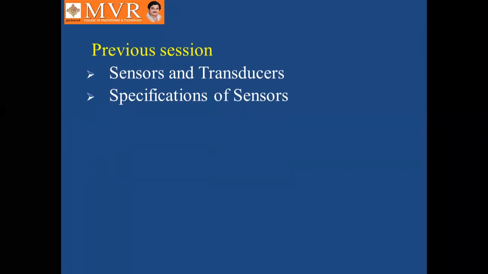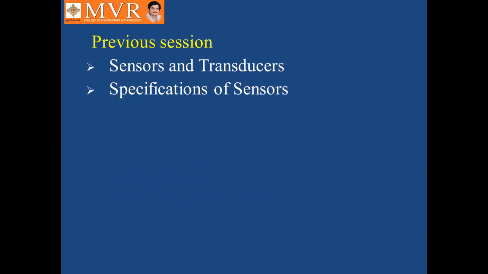In the previous session, what we had discussed is sensors and transducers, and then the specifications of sensors. How do we specify the sensors based on the parameters, whether it may be range, hysteresis, span, or reliability? So these are the parameters we have discussed in the previous session.